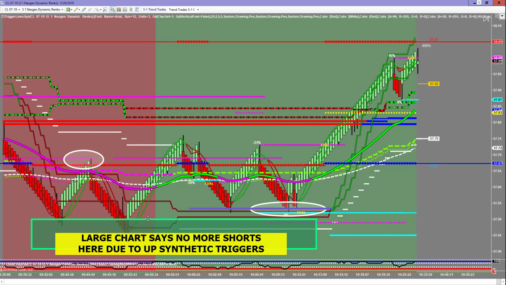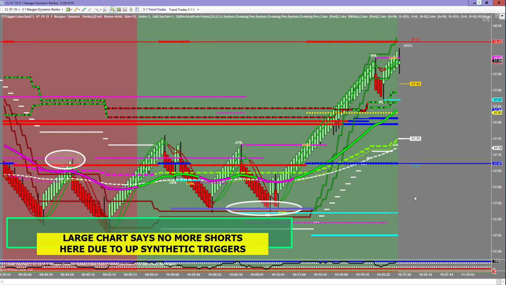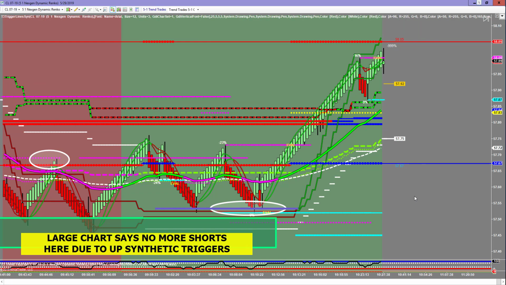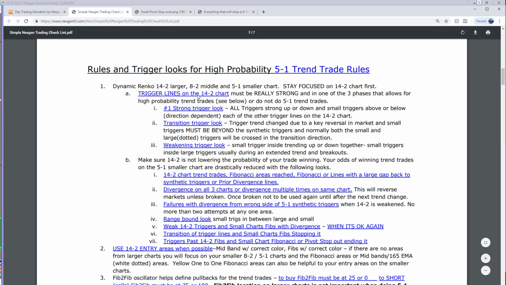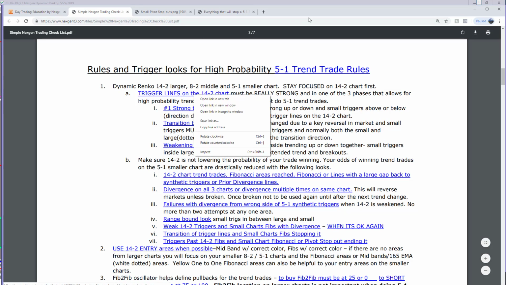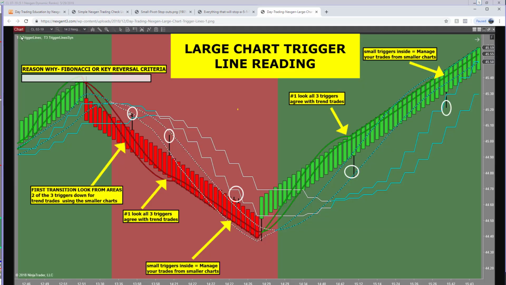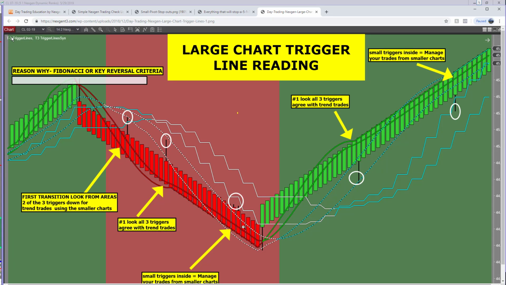Because the large chart said no more, the 8-2 chart said we're going up, and what happened? And that's really what trading is all about. What do the three charts say? Right? And look, ultimately keep it simple. 14-2 chart for a trend trade has to be favorable or else don't do it.